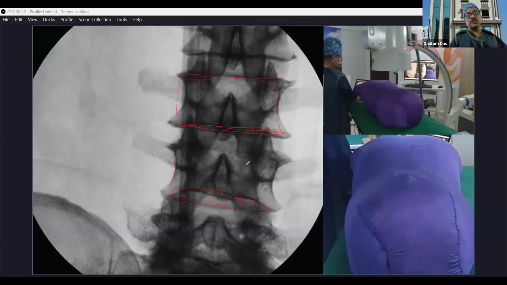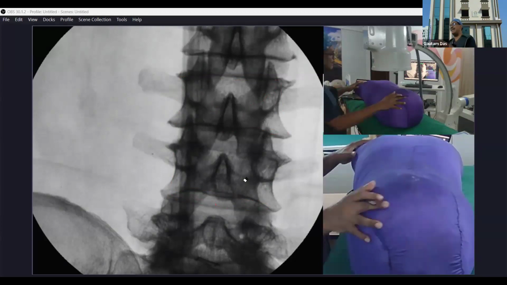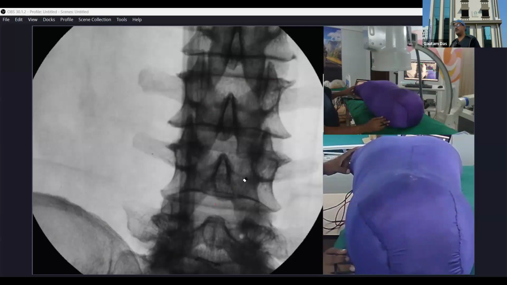This is not squared. So the first step is your true AP view. True AP view means the distance between the two pedicles from the midline will be the same. That means this is a true AP. Next step is making the end plate parallel like this. So these are the two important steps. The first step is true AP. Sometimes the patient may be tilted and you may not have a true AP. So true AP means the distance from the spinous process to the pedicles will be equal.